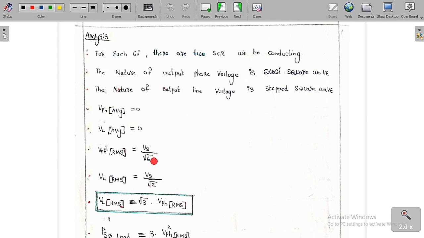And for the line voltage RMS value, if you find it from the graph, finally you are going to get Vs by root 2. But the simple general expression you need to remember is that the line voltage RMS value is equal to root 3 times the phase voltage RMS value, because the load is connected in a star fashion. I told you to remember only the line voltage RMS value.